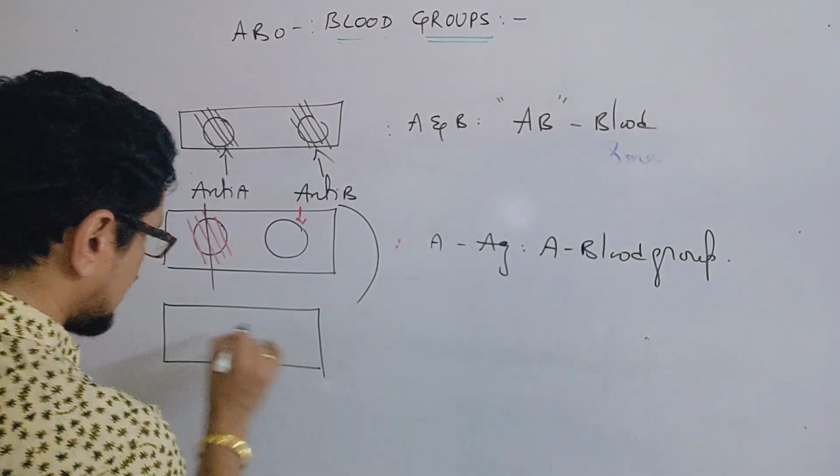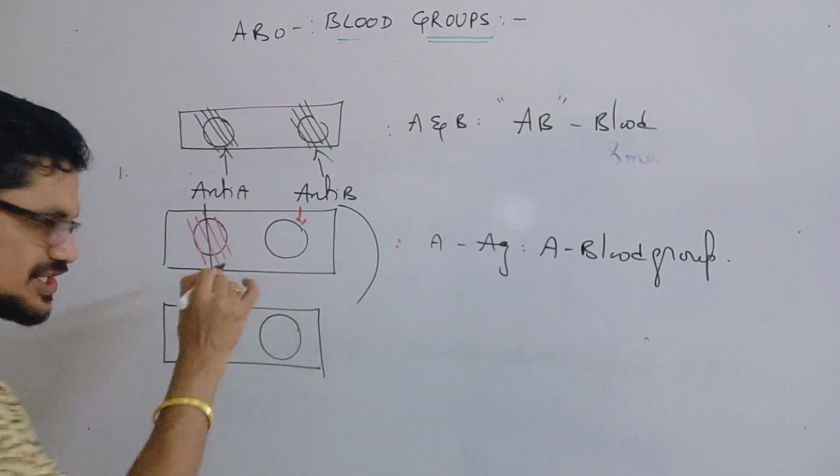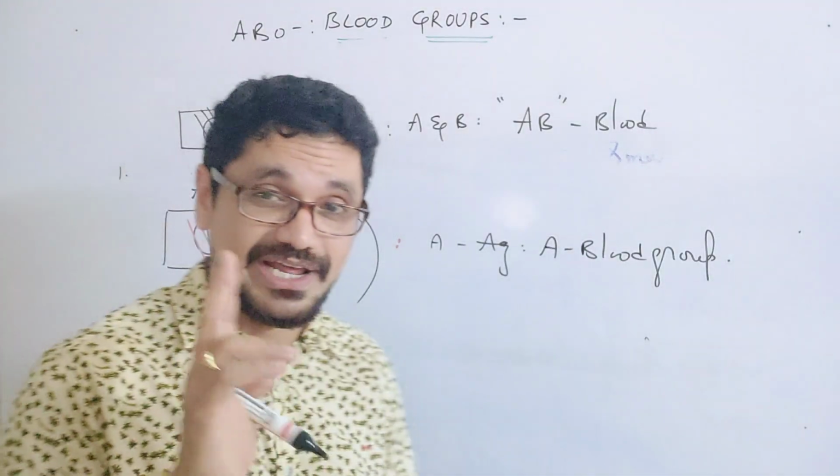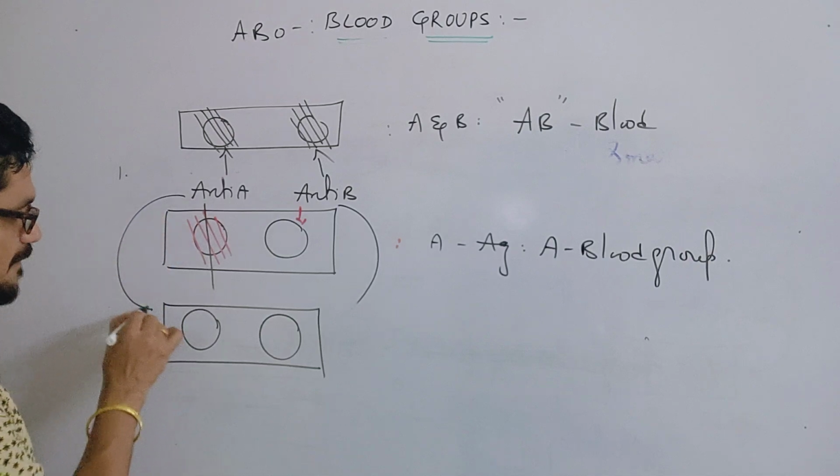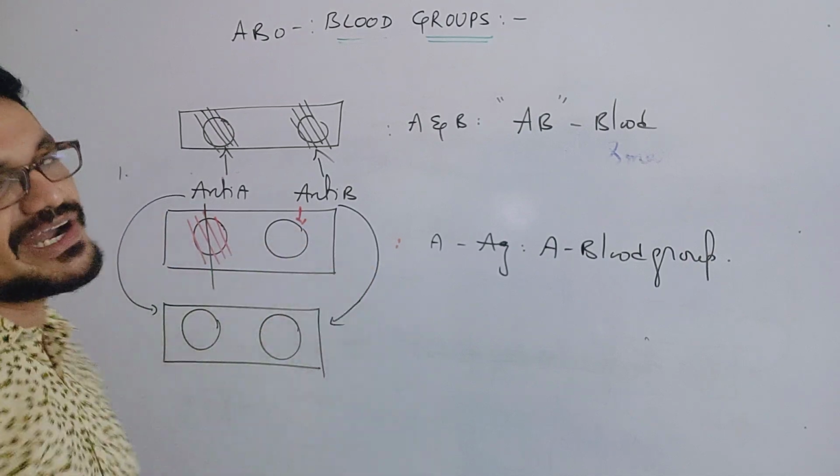I have taken the blood from the 4th patient. I have taken 2 drops of the blood. Remember, we have to take two drops of the blood. And here I have added the anti-A. And to this drop I have added anti-B.